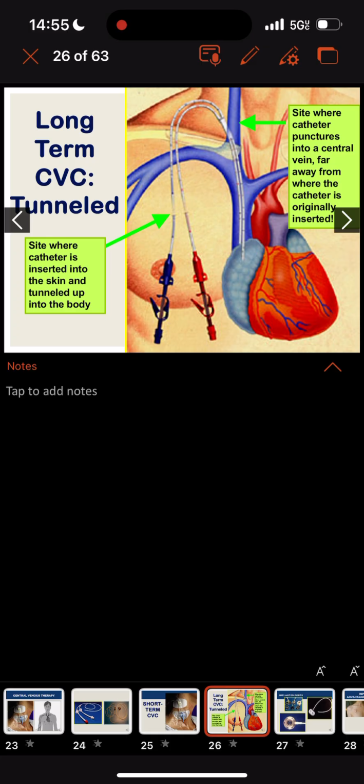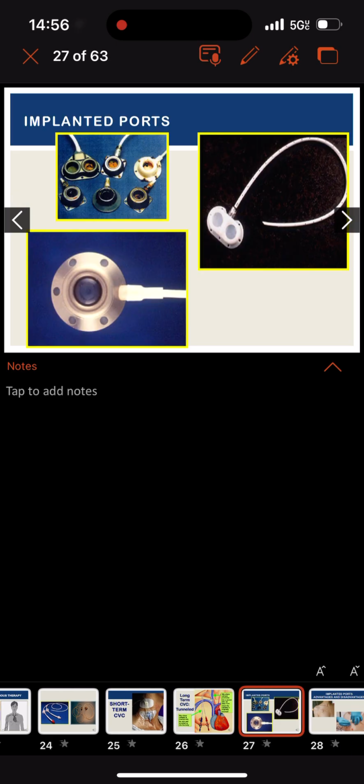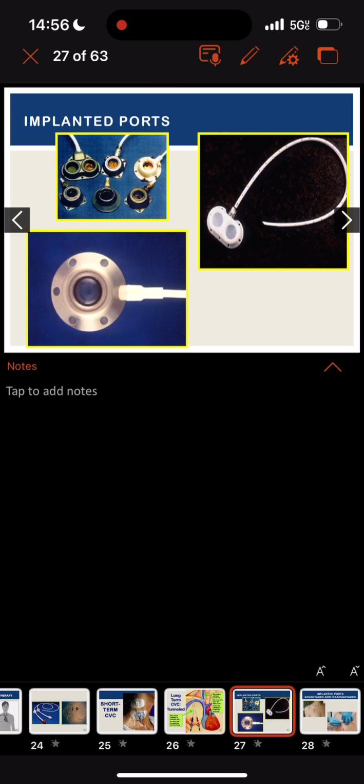If you have a port-a-cath, the port will be about fourth intercostal space or so, usually. That's where you see the port. Okay, you have different types of ports here. You have single port and you have dual port. Sometimes the patient can have two single ports, and sometimes the patient can have a dual port. Most of the time, you're just going to see one single port.